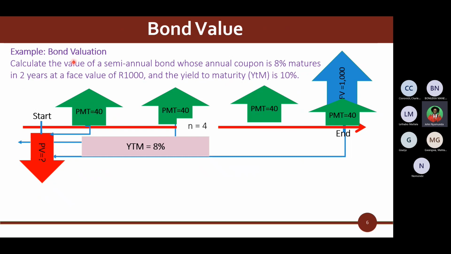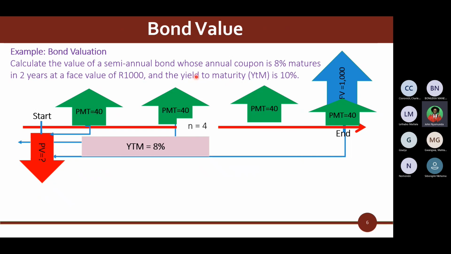So we know that we are going to get 4 coupons of 40 rand. Why 40 rand? Because it's 8% divided by 2, it's paying half yearly. So it's 40, 40, 40, 40. So at maturity, you are going to get 1,000.